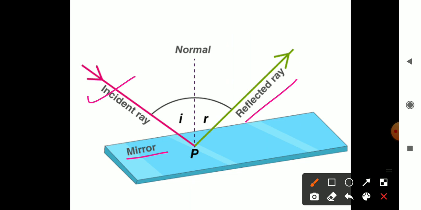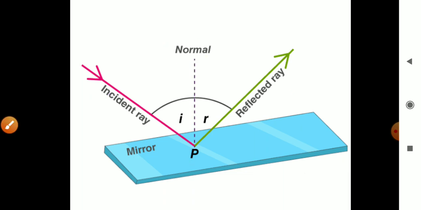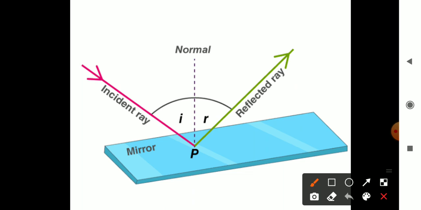Now next, this is a normal. Normal means it is at a 90-degree angle with the reflecting surface. This angle I is called the incident angle. The incident angle is the angle between the incident ray and the normal. It is represented by angle I.